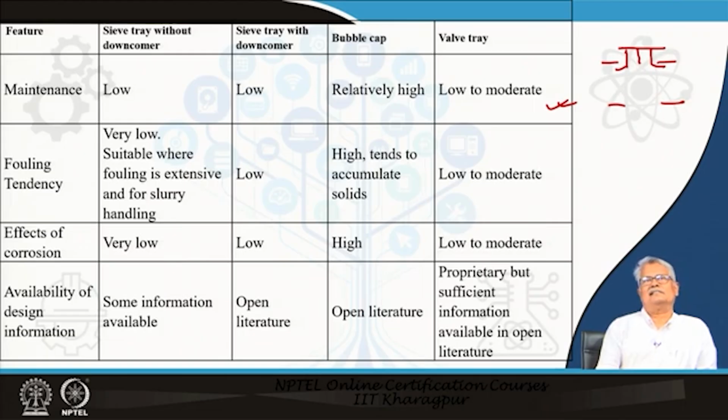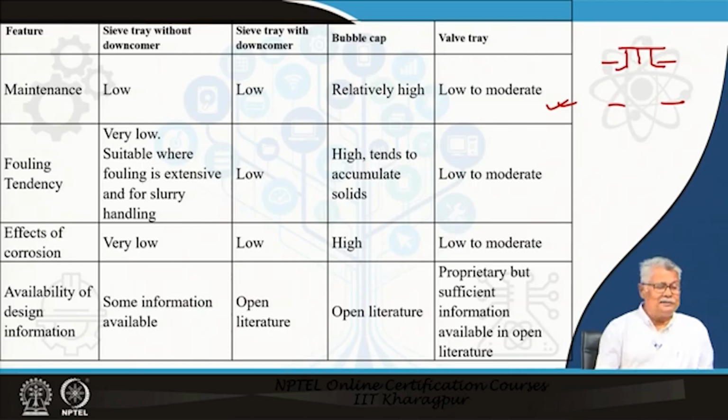In case of valve trays, it is again low to moderate. The effect of corrosion is high in case of bubble cap. It is obviously so, because the components are more and the complications in the path are also more.